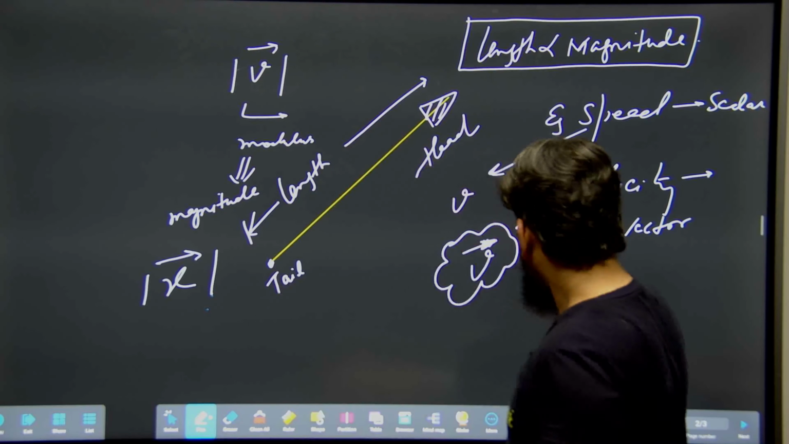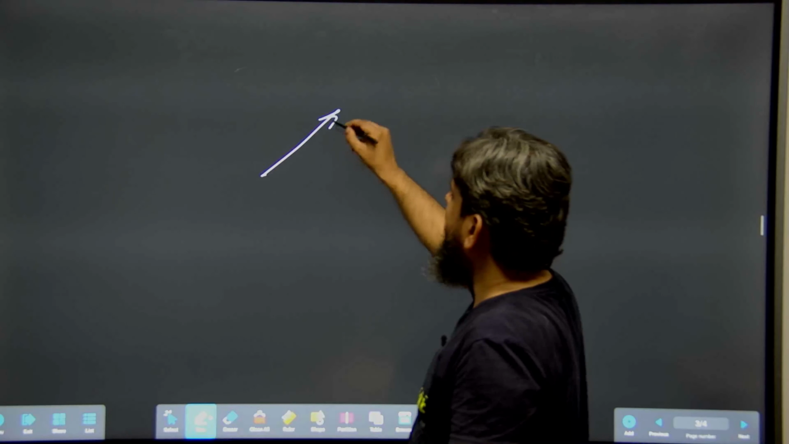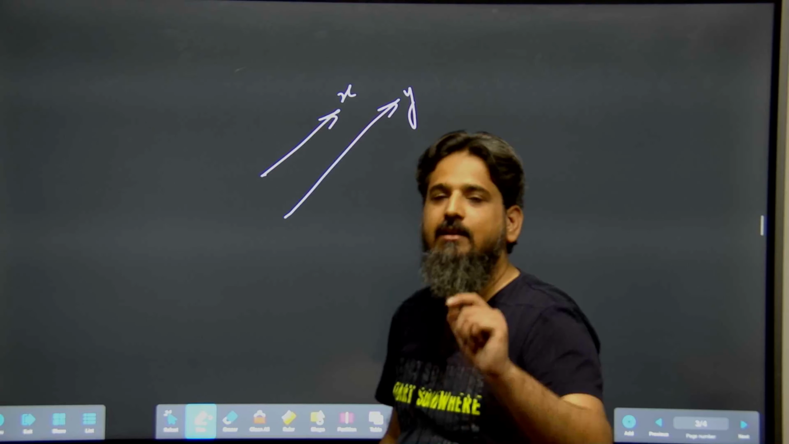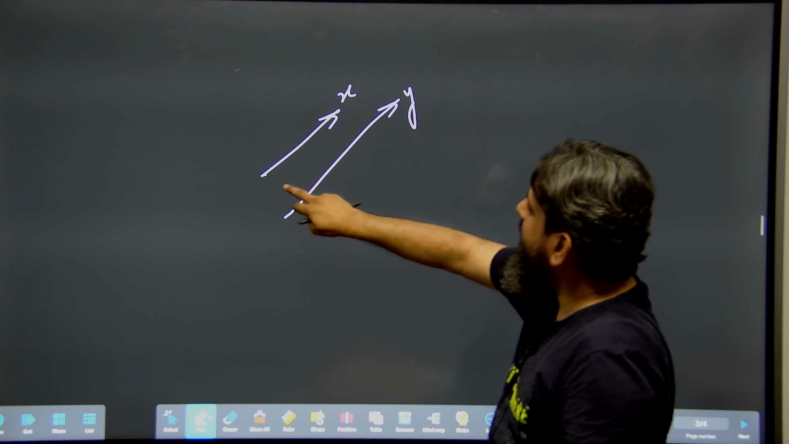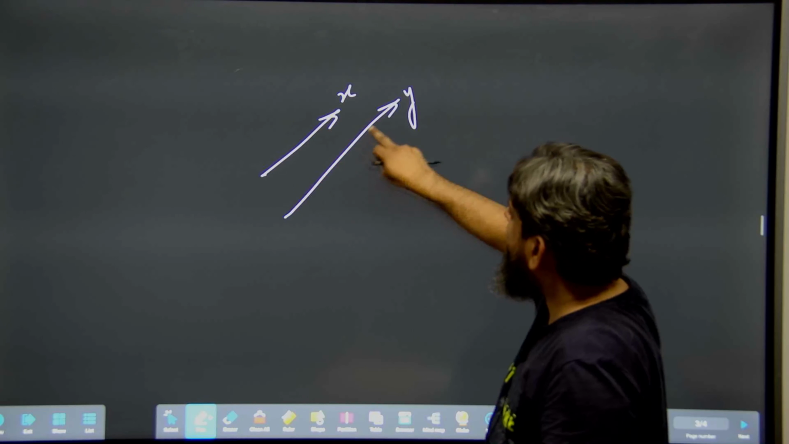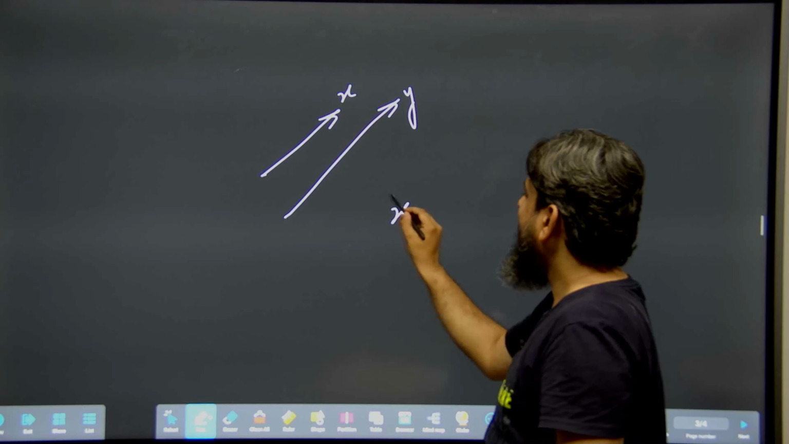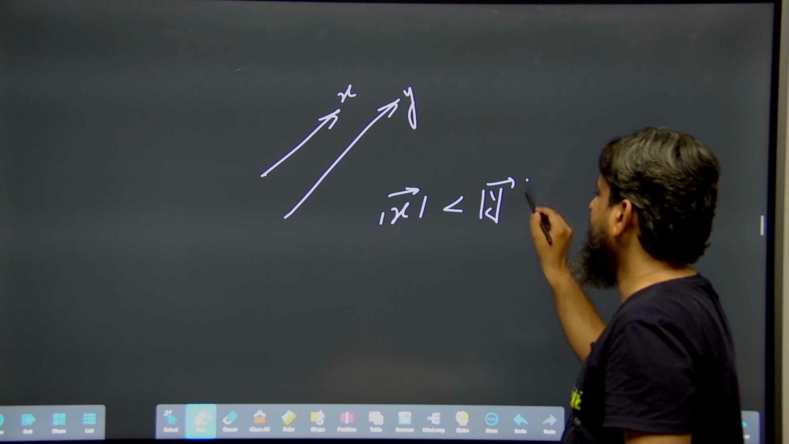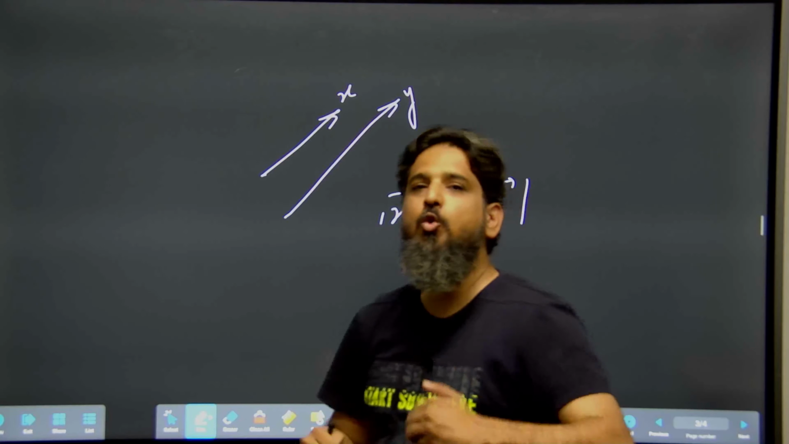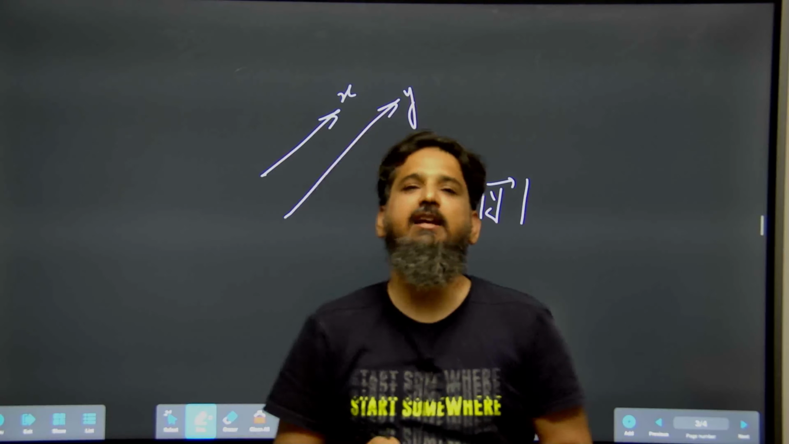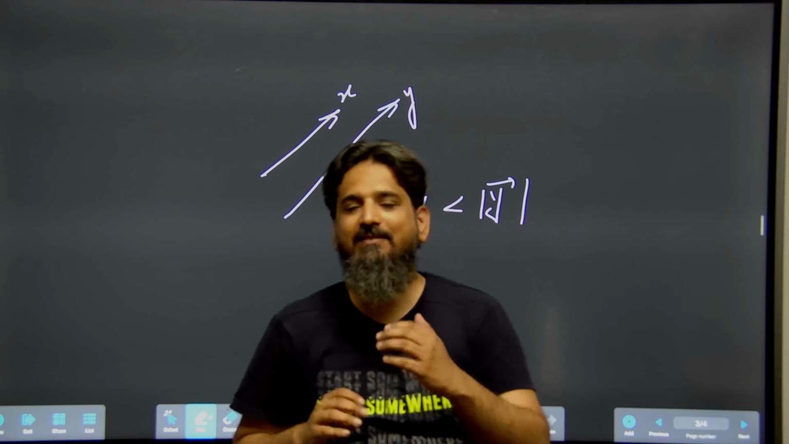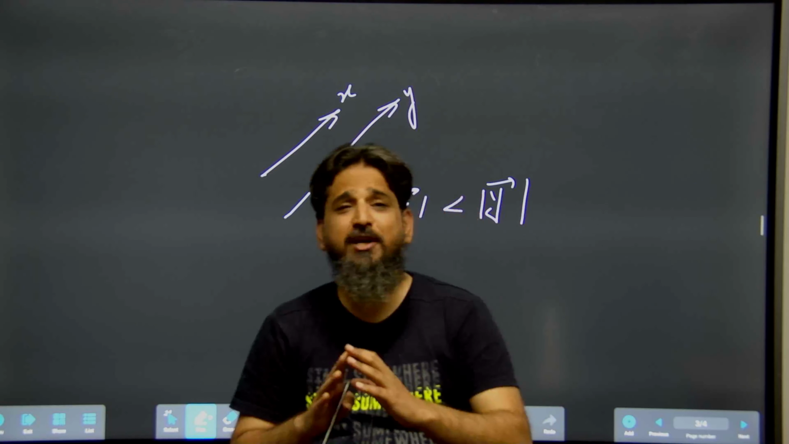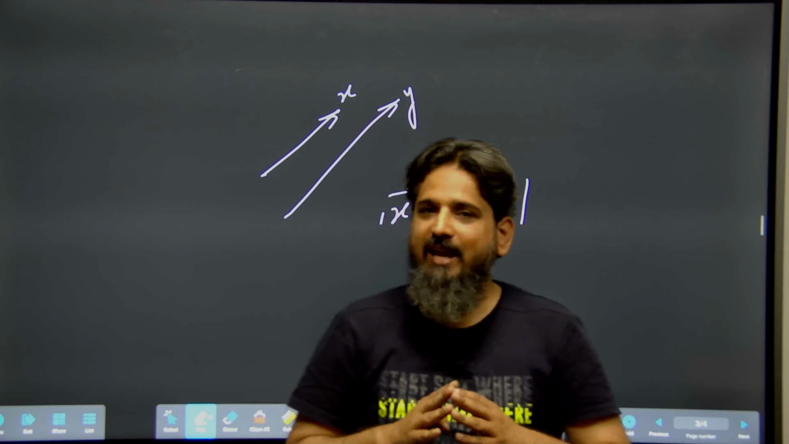Okay, so let's say we have two vectors. One is vector x and the other is vector y. You can clearly notice here that the length of x is less than the length of vector y. So we can say the magnitude of vector x is less than the magnitude of vector y. So length has its own importance. If the length is more, the magnitude of the vector will be more. If the length is less, the magnitude of the vector will be less. I hope students, you get my point. Now we can move further.